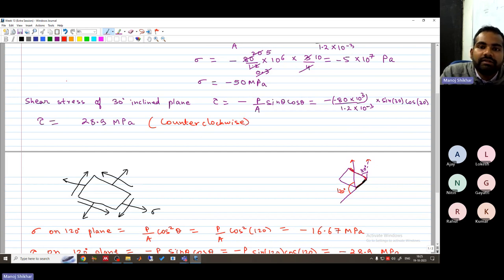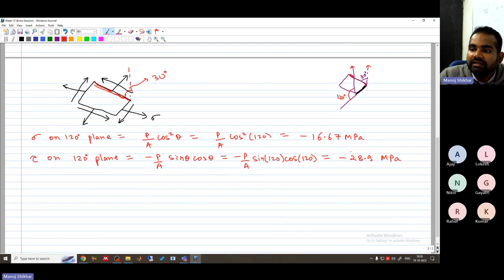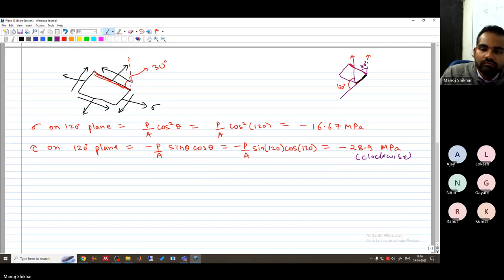So on the 30-degree plane, this is the 30-degree plane. Our tau is in counterclockwise direction. And here you see we have gotten minus 28.9 MPa. So this is clockwise direction, right? Clockwise. That's why I have shown it in the clockwise direction here. Now for maximum shear stress in the bar.